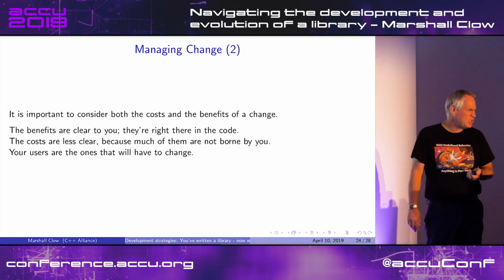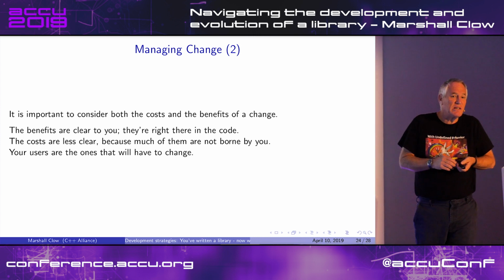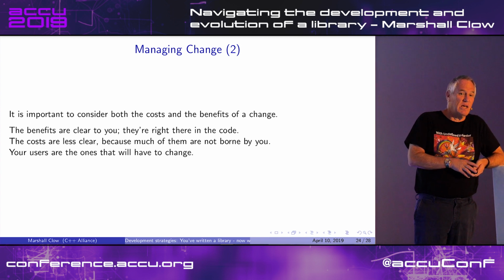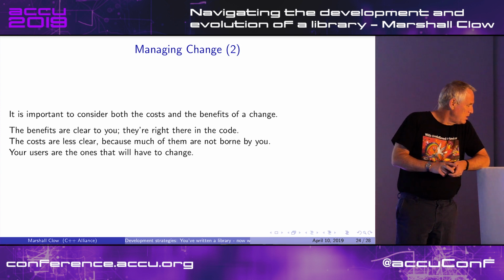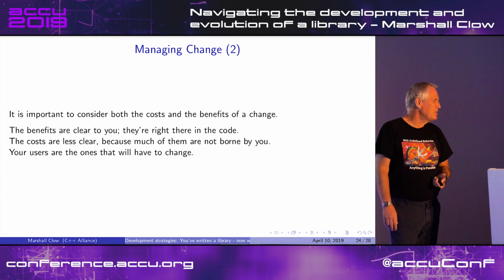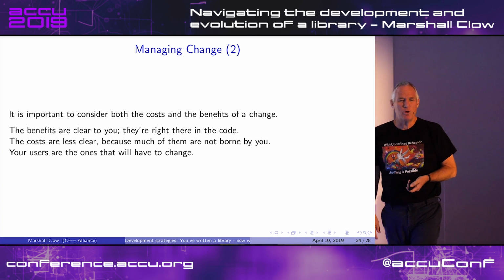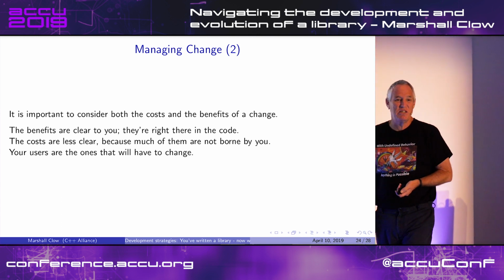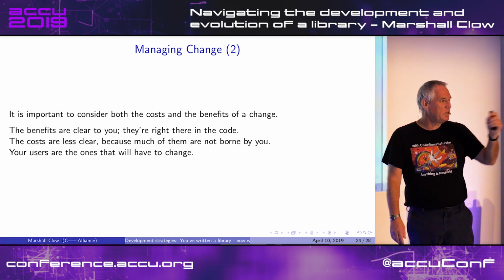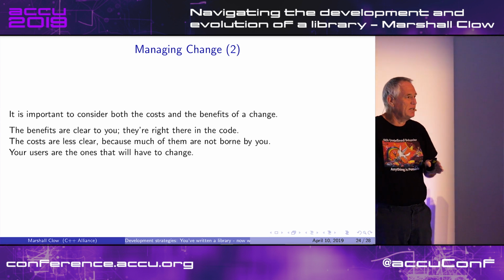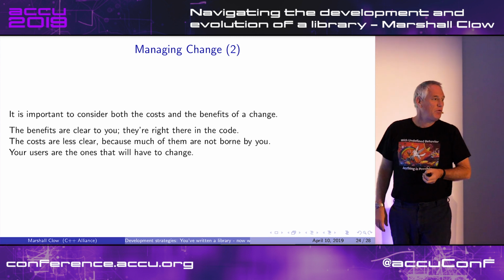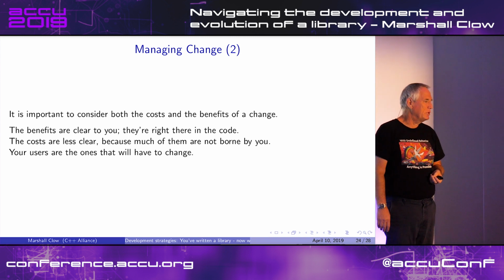Your users will have to change. When you have 5 users, that's easy, right? You just call them and say, hey, guys, got to change this. When you have 50, it's a little harder. When you have 5,000, it's even harder. And you run into what you were saying, where people start lagging behind and staying on old releases. If you have 5 million, oh boy.